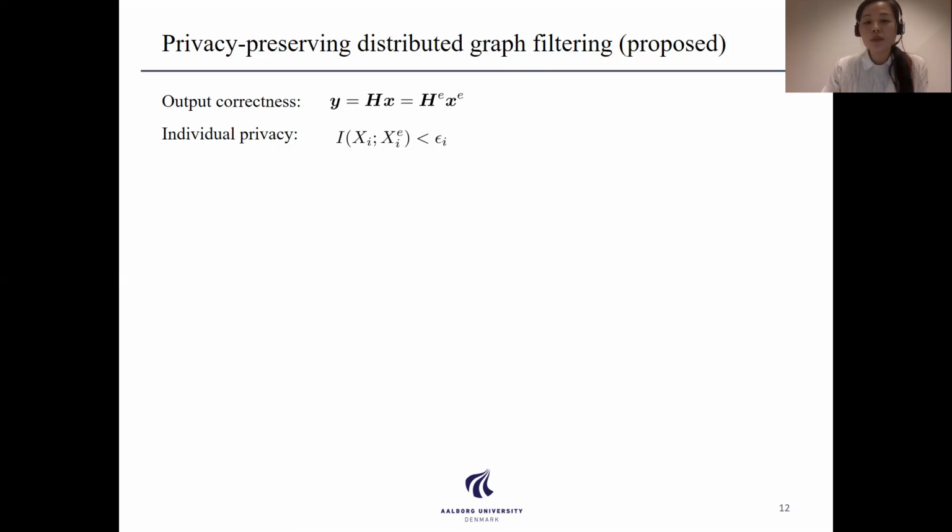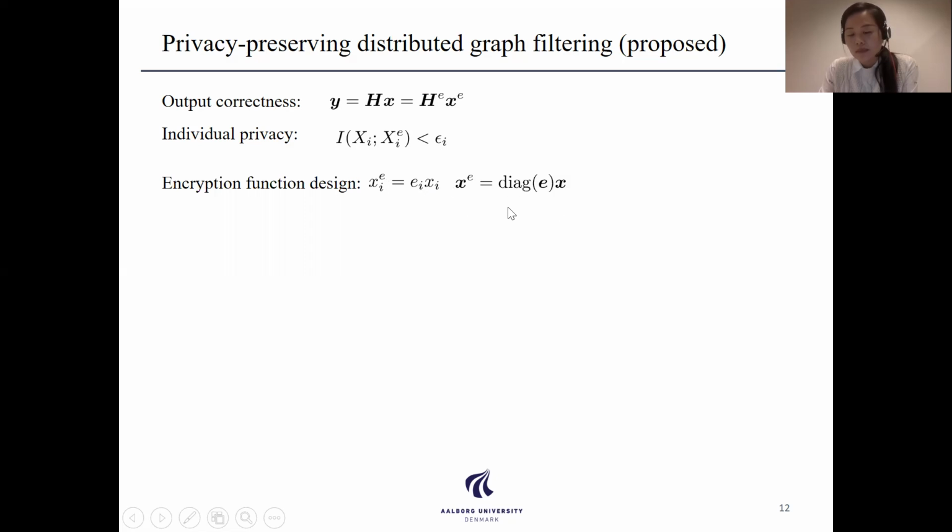One way to design this X^E is to use what we introduced before. Here we try to use this encryption seed. We choose this encryption seed e_i to multiply with our private data, and then we get this encrypted data x_i^E. Overall, we can write it in a compact way like this. Then for the encrypted operator H^E, we can write it in order to make sure that output correctness is complied with. So we can write H^E in this way, such that H^E times X^E is equal to the original HX, right?